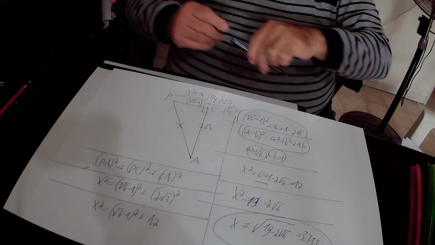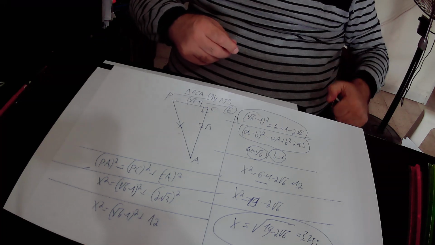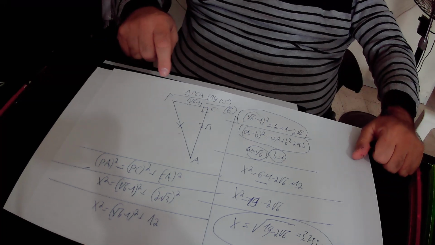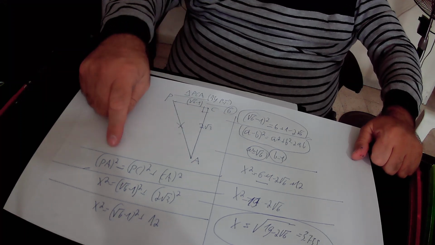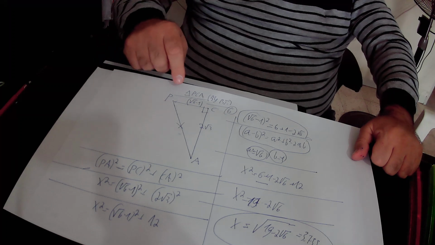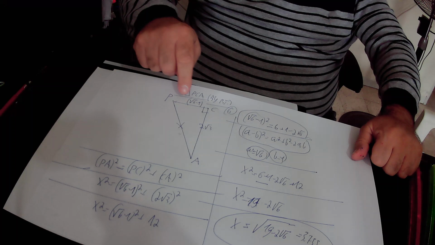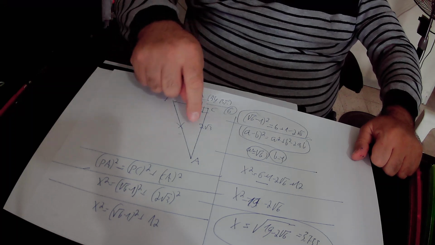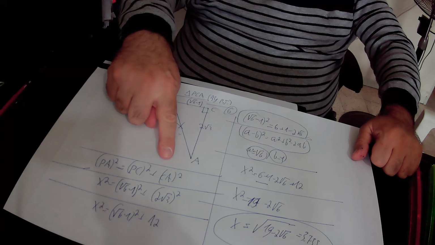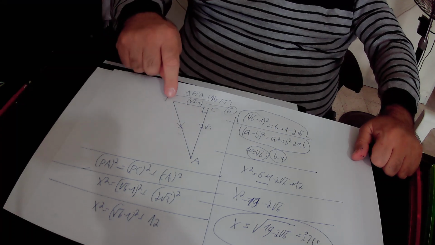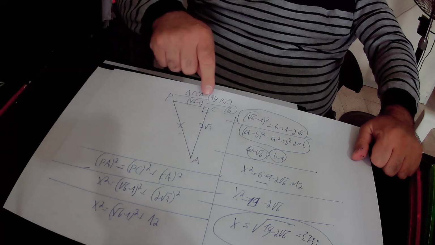According to the Pythagoras theorem, in any right triangle, the square of the hypotenuse equals the sum of the squares of the perpendiculars. The hypotenuse in this right triangle PCA is PA, therefore PA square must be equal to PC square plus CA square. PA is X, therefore PA square is X square.